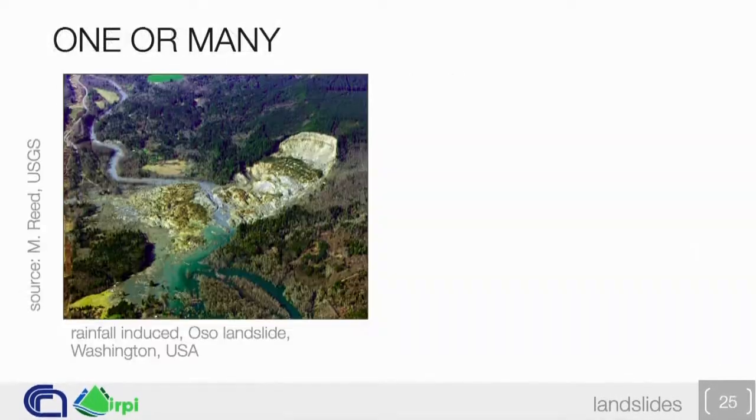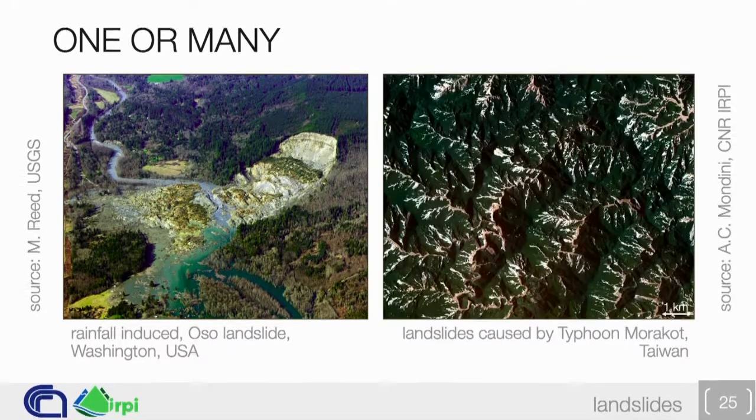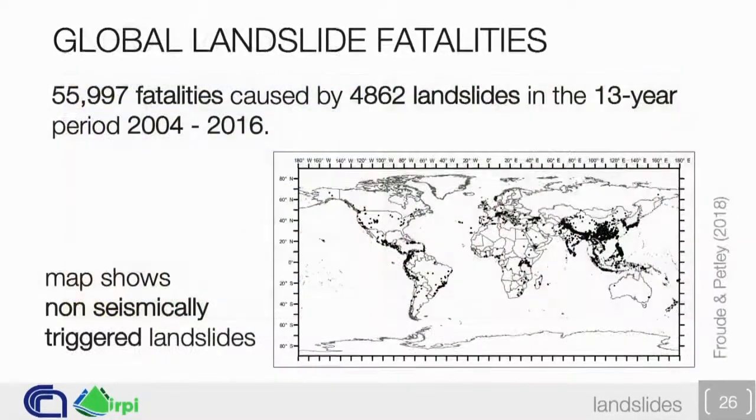Landslides can take several forms and occur singularly, like this one, the Oso landslide in the state of Washington in the US, which led to loss of life and destruction of private and public property, or they can occur in very large populations over areas of thousands of square kilometers, like these that were triggered by Typhoon Morakot in southern Taiwan in August 2009.